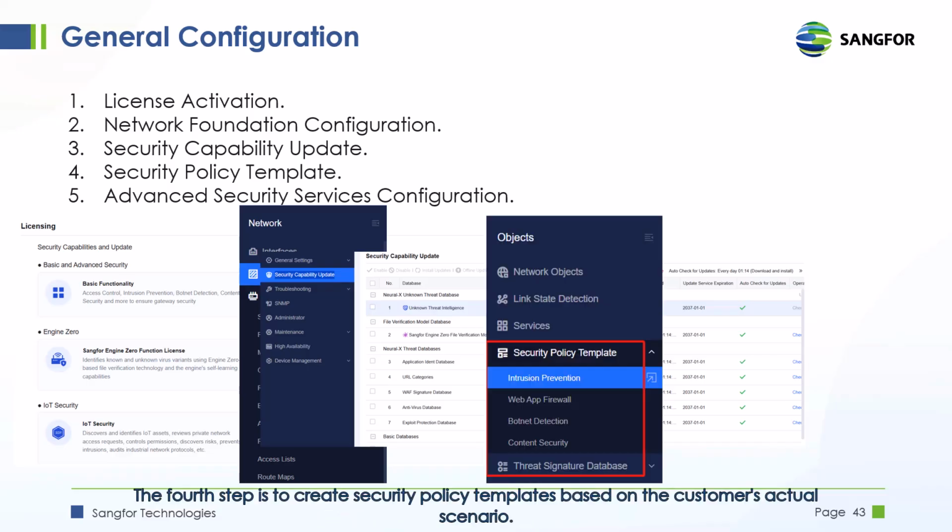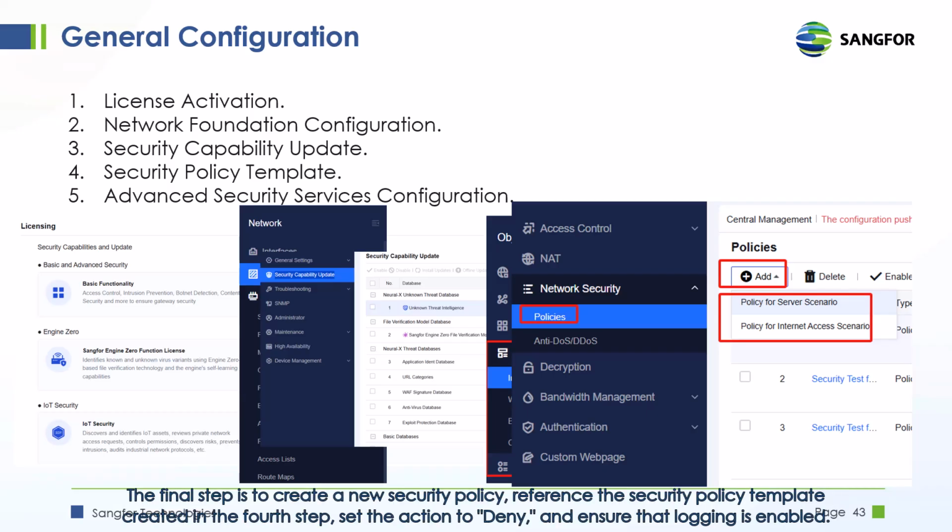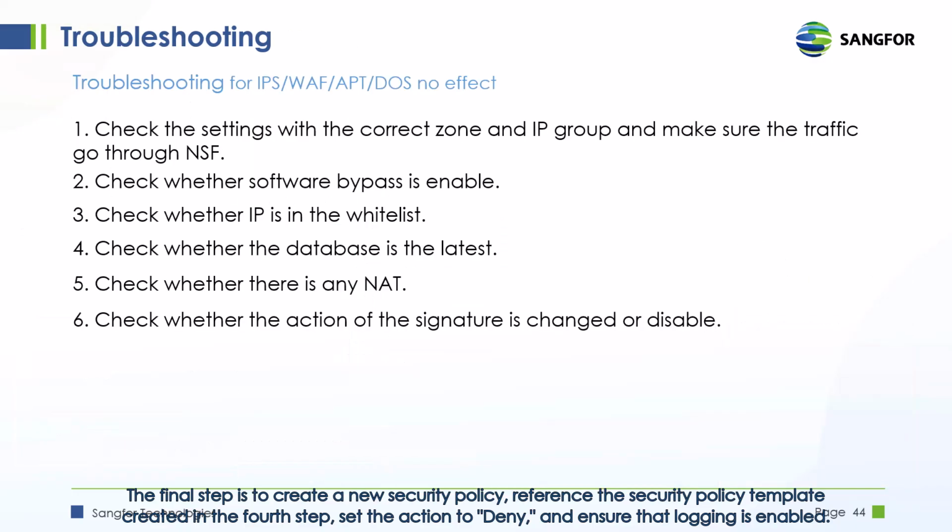The fourth step is to create security policy templates based on the customer's actual scenario. If the customer does not have specific requirements, we can also use the default security templates. The final step is to create a new security policy, reference the security policy template created in the fourth step, set the action to deny, and ensure that logging is enabled.